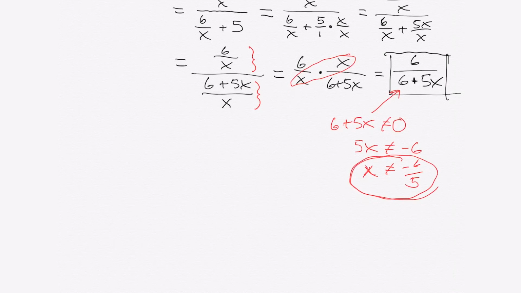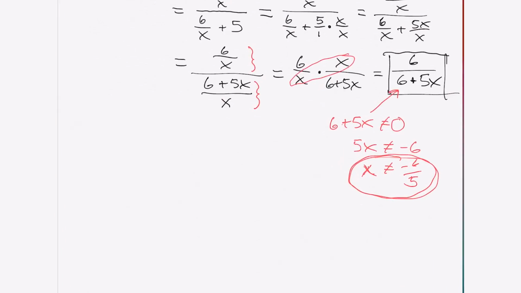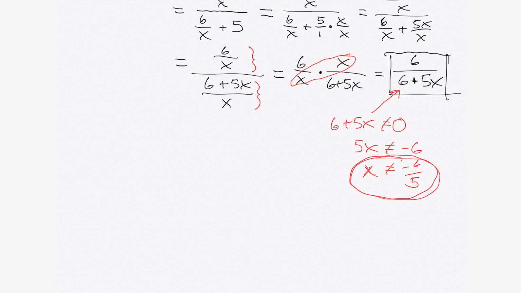Enthusiastic circling. And we now have two values that need to be left out of our domain. So let's make a quick statement about our domain. We'll stay in red. Our domain says that x is not allowed to equal 0, comma, x is not allowed to equal negative 6/5.